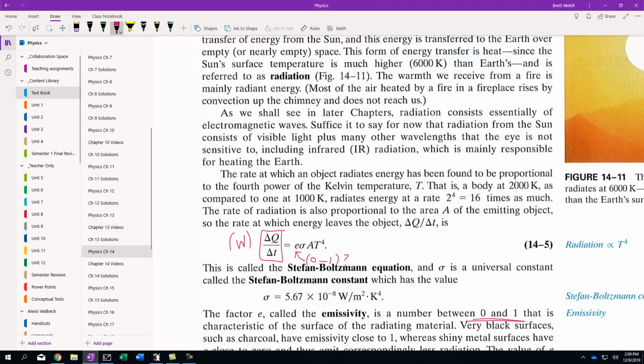Things like black surfaces, like charcoal, have an emissivity close to 1, whereas a shiny piece of metal is going to have an emissivity close to 0, because it's really bouncing that heat back off. It's not absorbing it. The next thing we have is what's called the Stefan-Boltzmann Constant, which is just this number right here. It's a universal constant that just seems to pop up in different places, but it is always going to be that 5.67 times 10 to the negative 8 watts over meter squared Kelvin to the 4th.